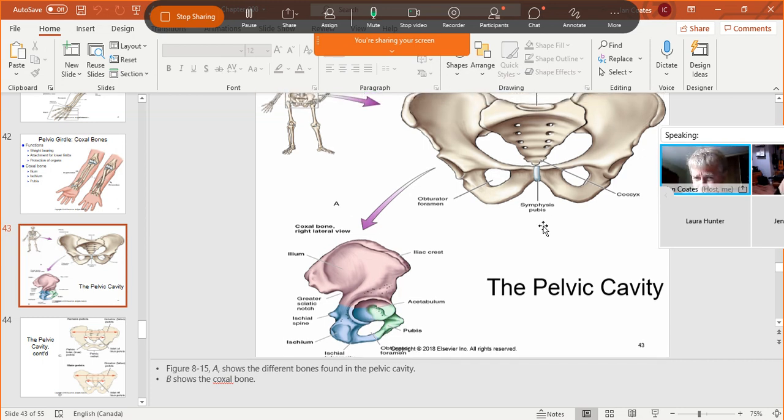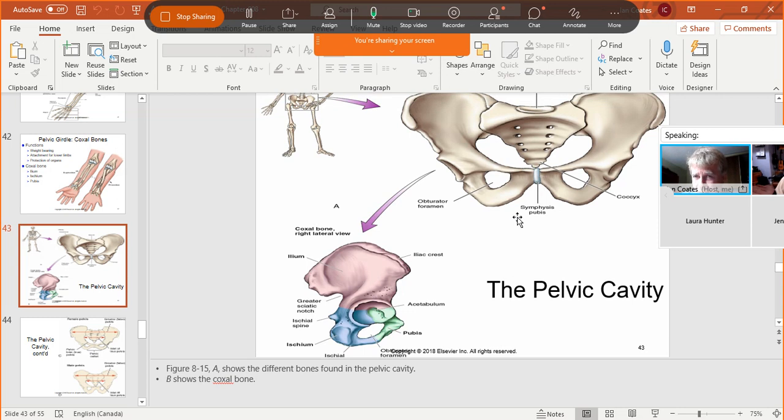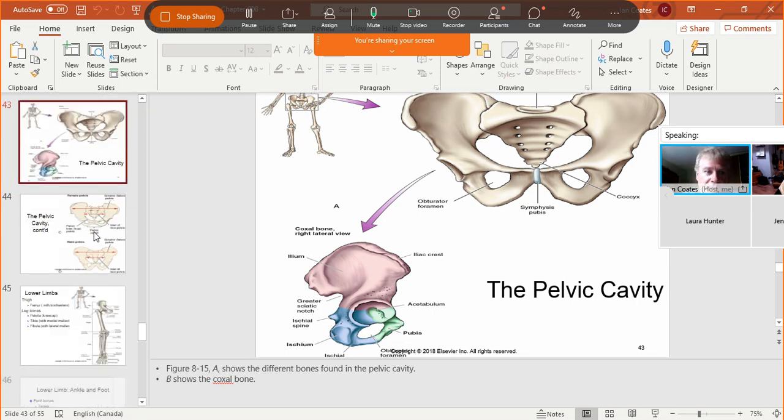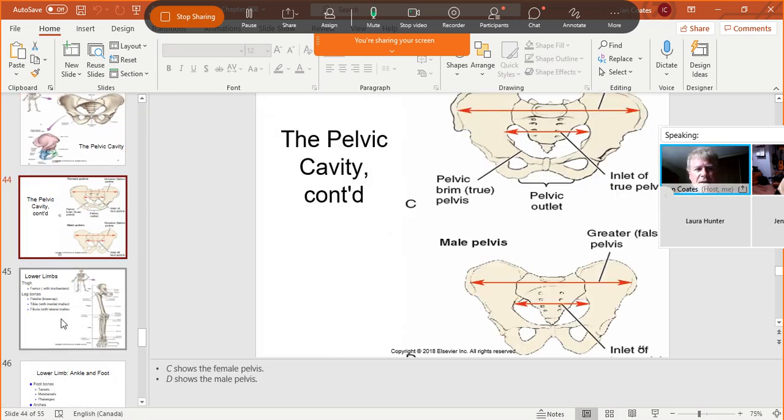Something else I want you guys to know: symphysis pubis. This is a joint in the body that doesn't move. And that's just one that I may ask you. What else we got? We did that one already.